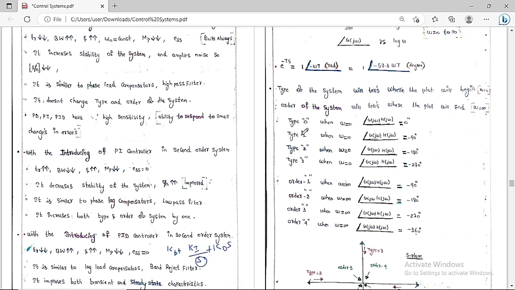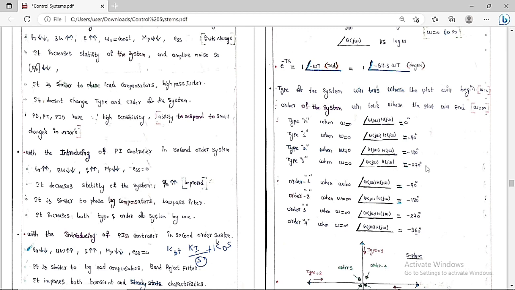See type 0. For a type 0 system, when omega is equal to 0, the phase angle of G of j omega H of j omega is equal to 0 degree. Suppose for a type 1 system, when omega is equal to 0, the phase angle of G of j omega H of j omega is equal to minus 90 degree. Whereas for the type 2 system, when omega is equal to 0, the phase angle is equal to minus 180 degree. And for type 3 system, when omega is equal to 0, the phase angle is equal to minus 270 degree.